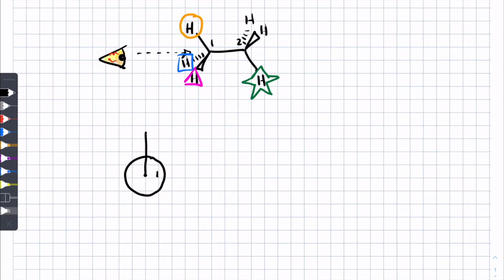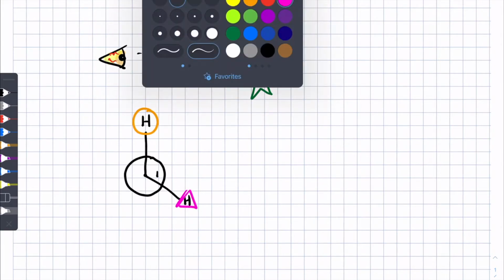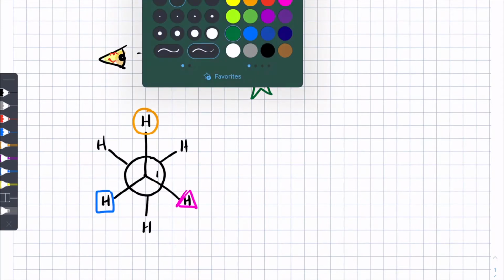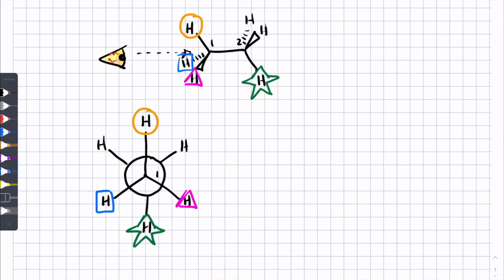From our perspective, it would look like the carbon-hydrogen bond between carbon 1 and orange proton is straight up. The carbon-hydrogen bond between carbon 1 and pink triangle proton would be out to our right, and the carbon-hydrogen bond with blue square proton would be off towards our left. Different shade of blue. You've got to be consistent. And then in the back, we would see carbon-hydrogen bonds as follows, and the green star one would be here. Okay? And if you notice, all of the dihedral angles here are equal to 60 degrees. And so this is what we will call a staggered conformation. All dihedral angles equal 60.